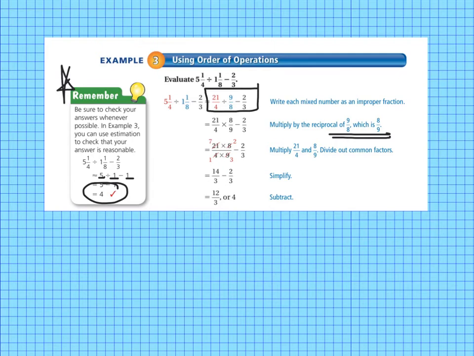So 3 goes into both 9 and 21. 3 goes into 9 3 times. 3 goes into 21 7 times. And 4 goes into itself once, and it goes into 8 twice. So 7 times 2 is 14, and 3 times 1 is 3. So that's our multiplication portion. And then 14/3 minus 2/3 equals 12/3, and 12 divided by 3 equals 4.